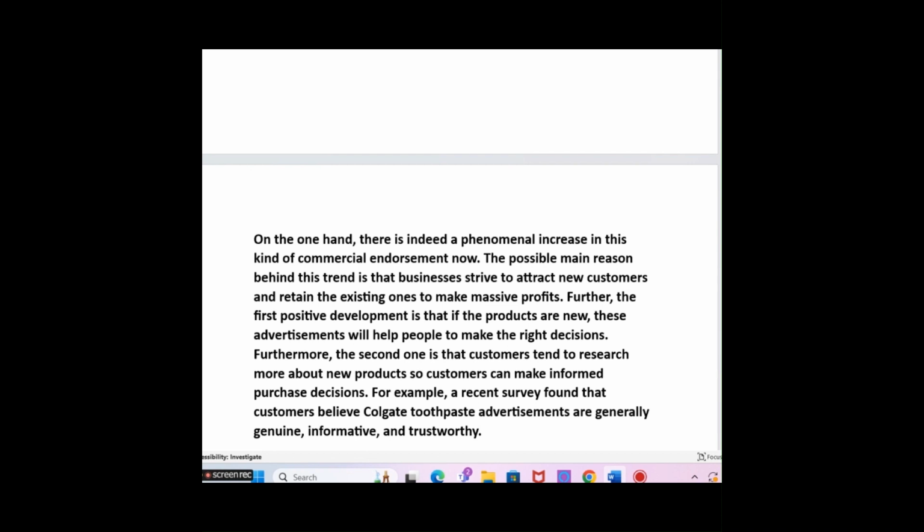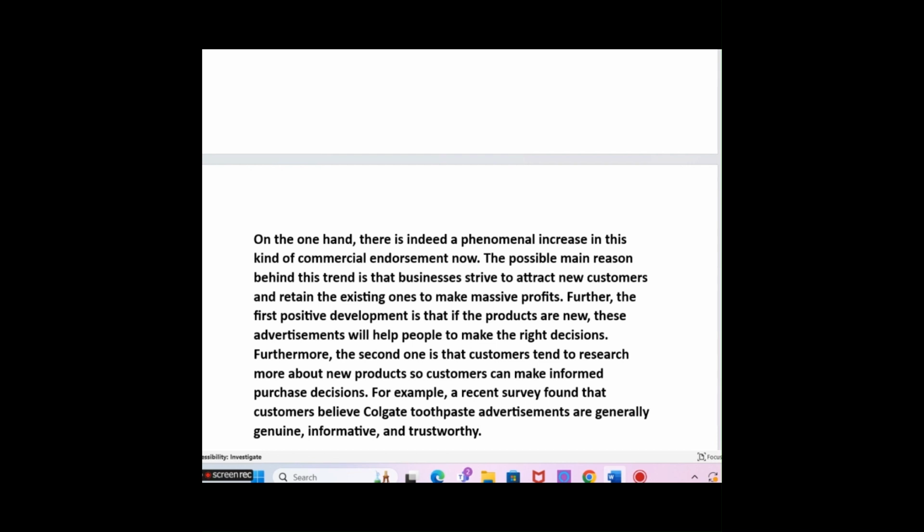Businesses try hard to attract new customers and retain the existing ones to make massive profits. Massive means huge profits. Why do the businesses advertise like this? This is the reason. What is the reason?